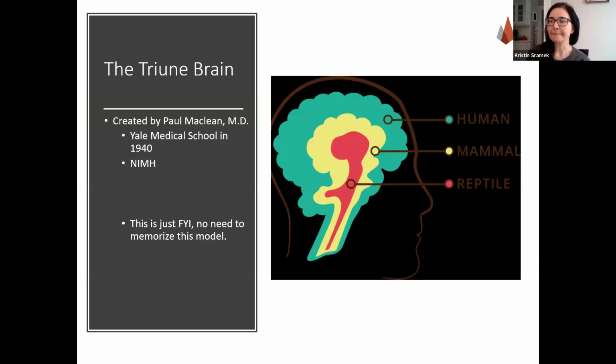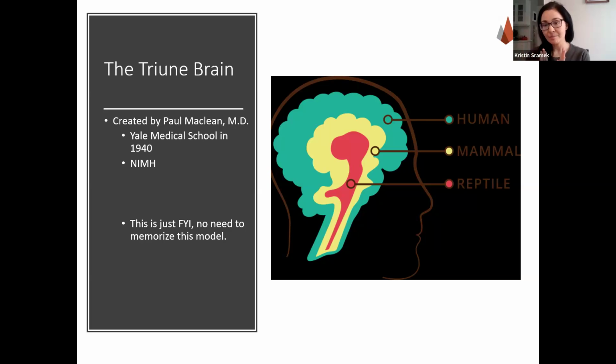So in particular, there's this triune model. It is not represented in the chapter, but it is a very prestigious old model that's been around for quite some time. It was created by Paul MacLean, who graduated from Yale Medical School in 1940. He was also the head of the National Institutes of Mental Health for a period of time. And you do not need to memorize this model. This is really just to provide context so that you have an idea about what we mean whenever we think about older versus newer parts of the brain.